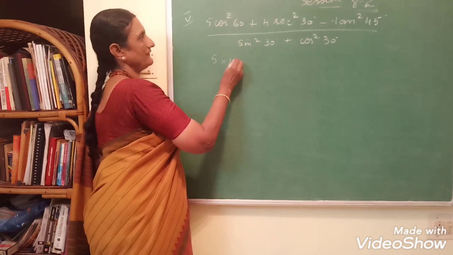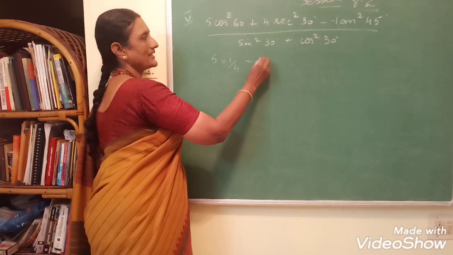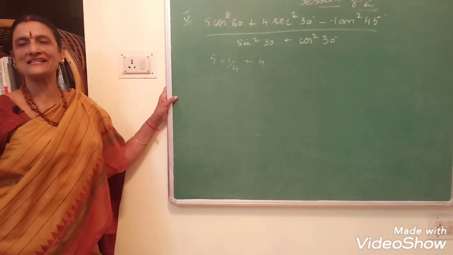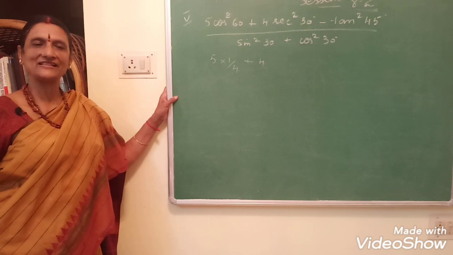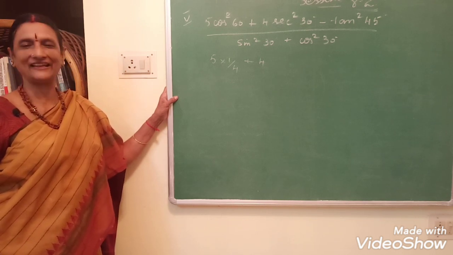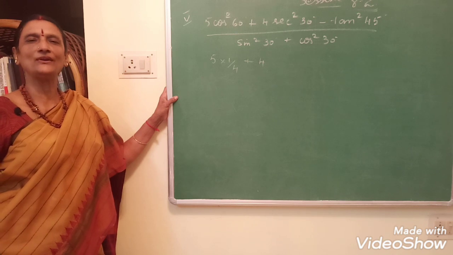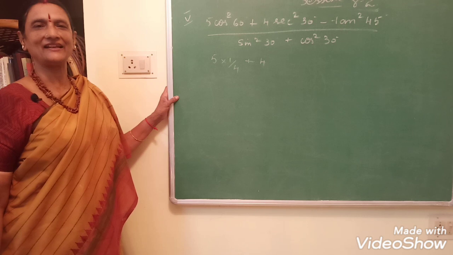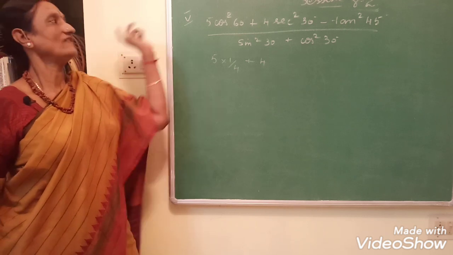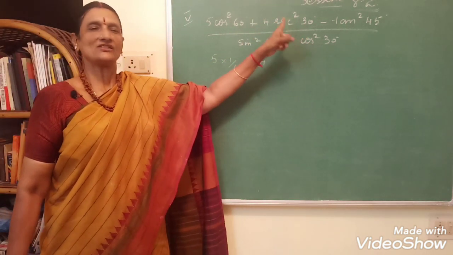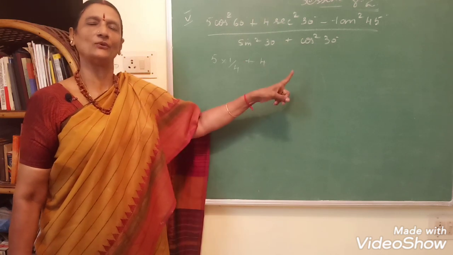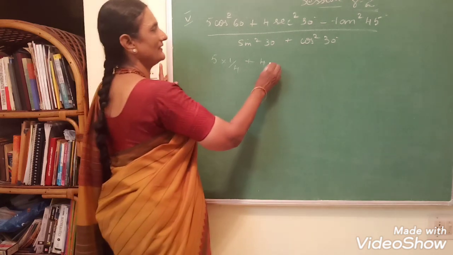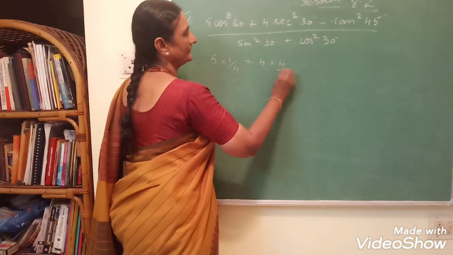So it is 5 into 1 by 4 plus 4 into secant square of 30. What is secant 30? It is the reciprocal of cos 30. Cos 30's value is root 3 by 2. Therefore secant 30 is 2 by root 3. We are squaring it. So 2 by root 3 into 2 by root 3 gives you 4 by 3. So I should get here 4 by 3.